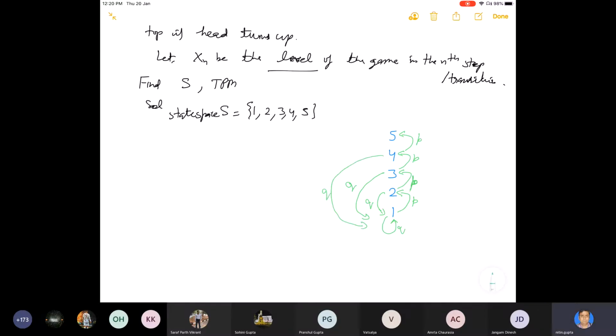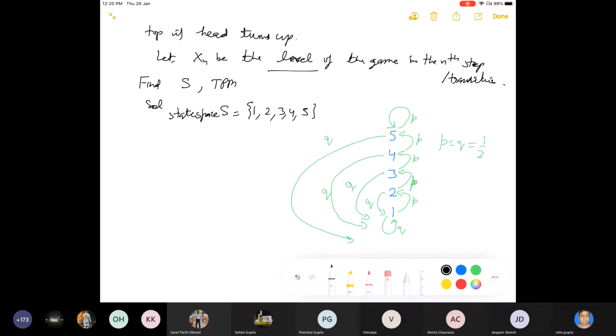Okay. Similarly, in the last, it will move from 5 to 5, it will remain there. Otherwise, if tail comes, it will move down to the level 1 with probability Q. And P and Q, because it is a fair coin, P and Q is basically half here.